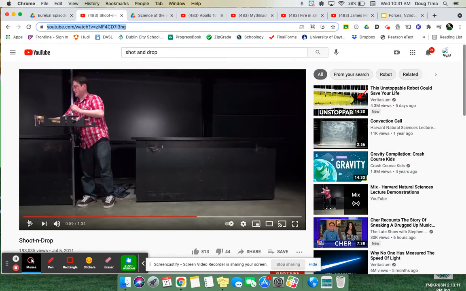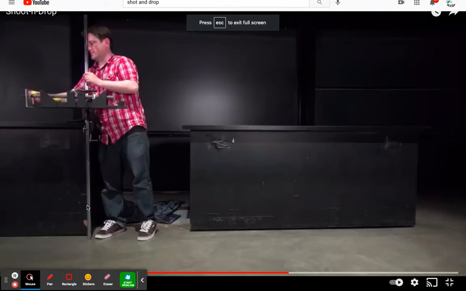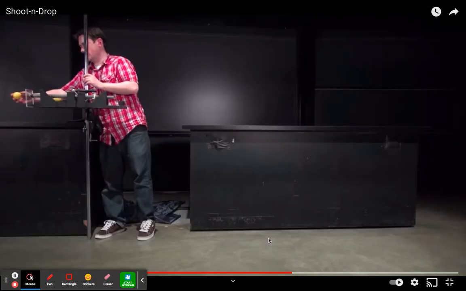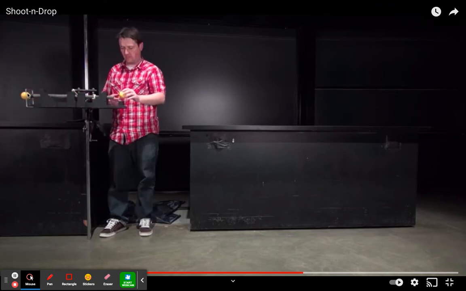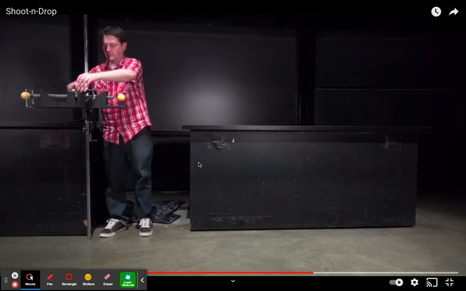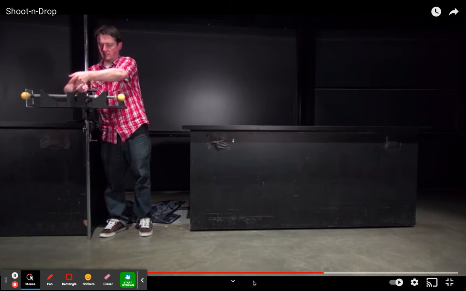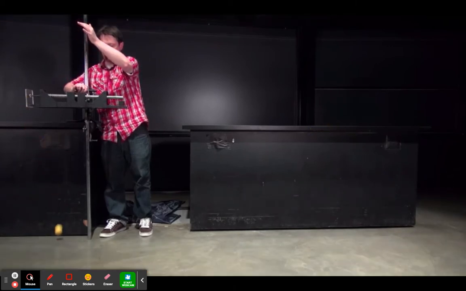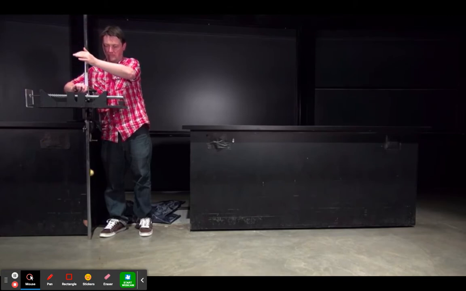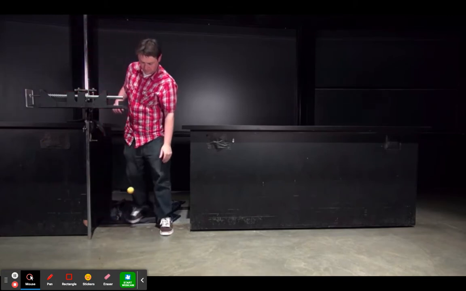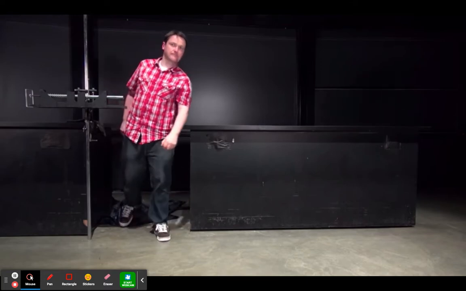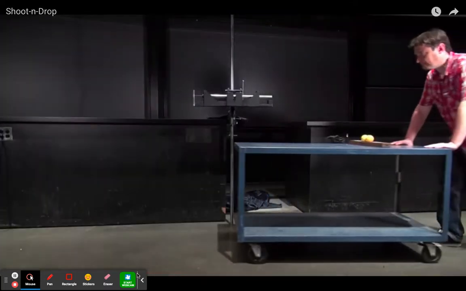The shoot and drop. Here we go. Let's look at this guy really quick. I fast forwarded it because it's quite the long thing here. So he's going to drop that ball and shoot this ball at exactly the same time. Boom. What's cool is they hit at exactly the same time, and I think they slow it down here. But if you actually listen, you'll see the secondary bounces are also at the exact same time.